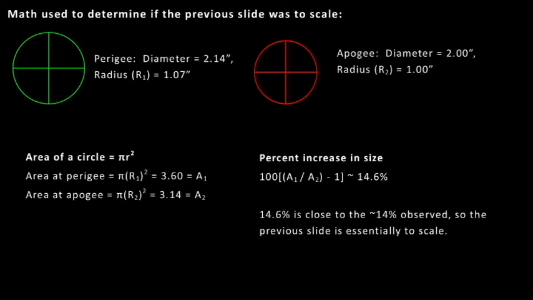Now we need to calculate the percent increase in size. We take those two values, that 3.6, and divide it by that 3.14. We subtract 1 from that number because we're going to get a number above 1. Then we multiply that by 100 to get our percent. From my physically measured percent on that slide, I got 14.6%. So 14.6 is close to the 14% observed. The previous slide is essentially to scale, so it's a good, accurate representation of what you would see throughout a 2-year period of full moon cycles.